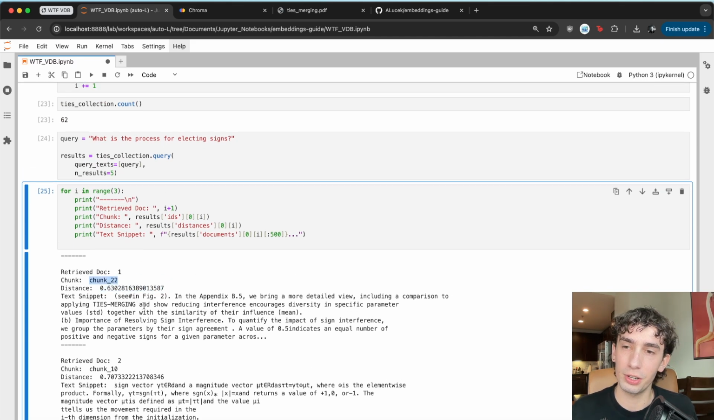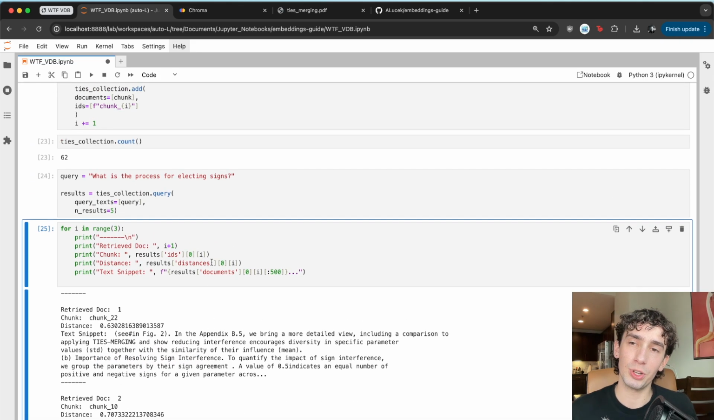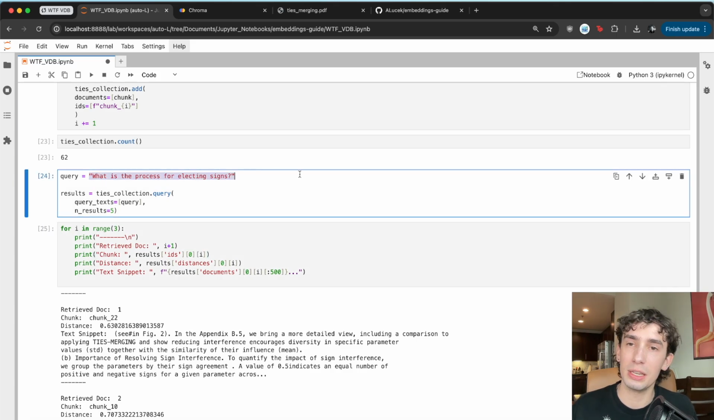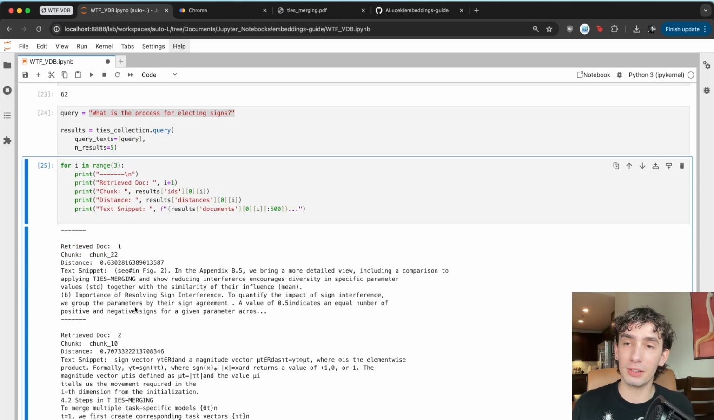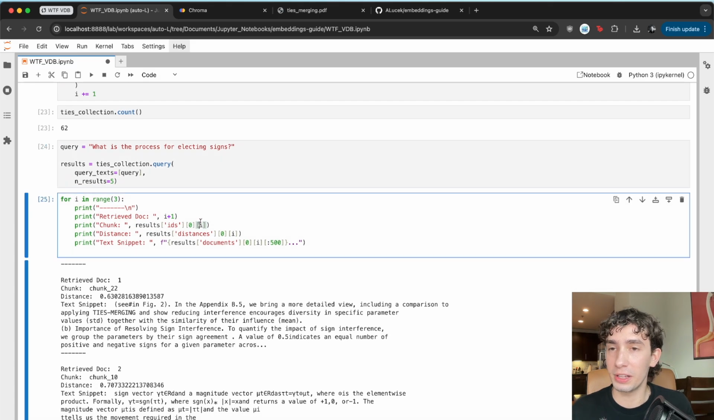It retrieved chunk 22, and it says, we bring in a more detailed view, and so on, about the importance of resolving sign interference, stuff like that. So what it'll try to do is, taking my text query, return the most similarly embedded chunks within the database. This, of course, will be done by embedding our query and then searching through all of our entries.